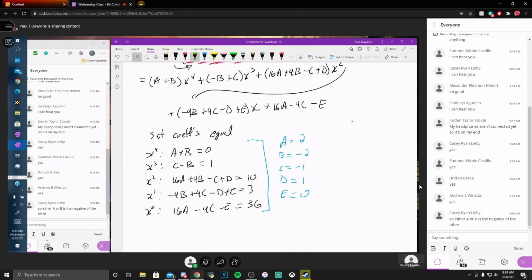Next comment I want to make real quickly is I'm not going to get excited about that e equals 0 term there. Or better yet, I am going to get excited about it, but in a good way.